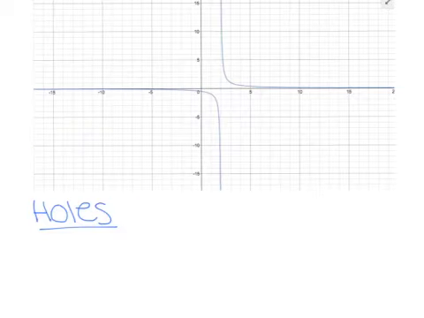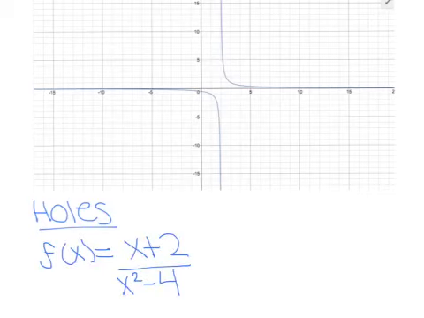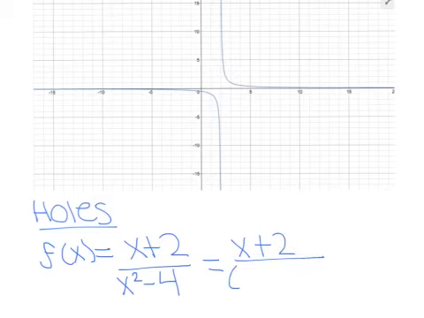Holes in the graph of a rational function are generally produced by factors that are common to both the numerator and the denominator. In the function f of x equals (x plus 2) over (x squared minus 4), it may not look like there is a factor that is common to both the numerator and the denominator. First, you must factor the denominator to make sure that they do not share any factors.